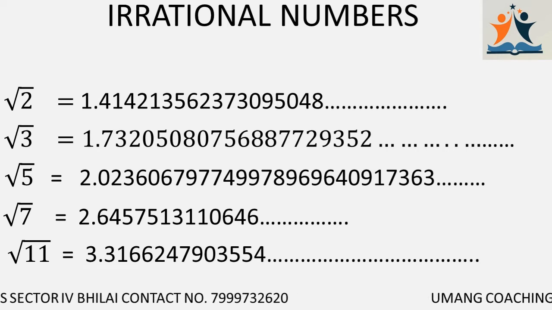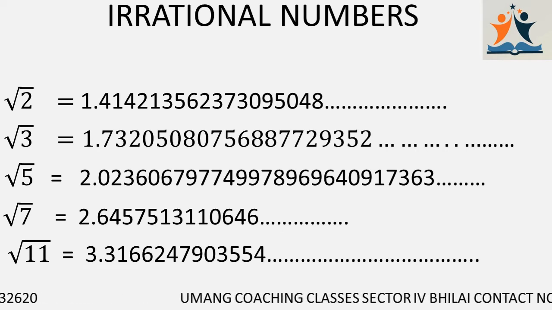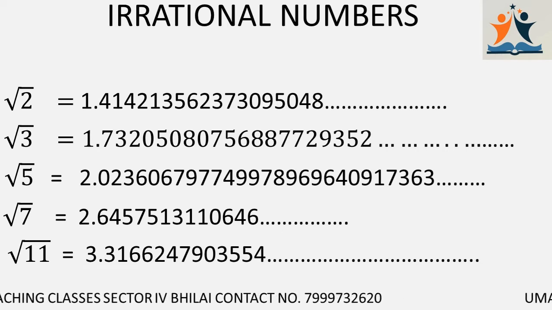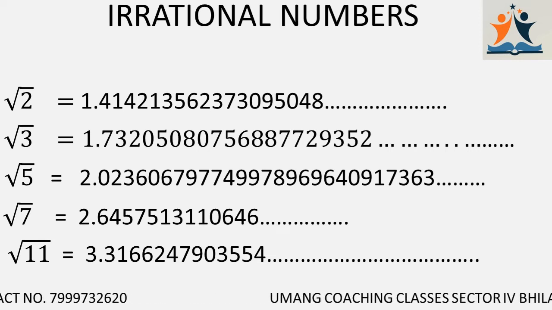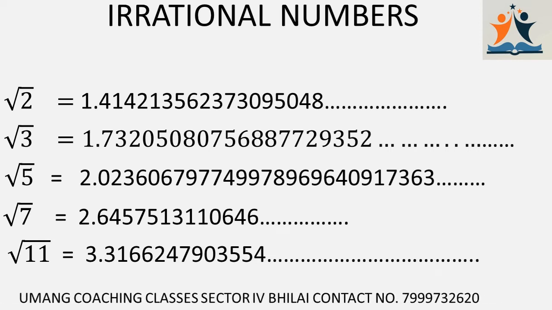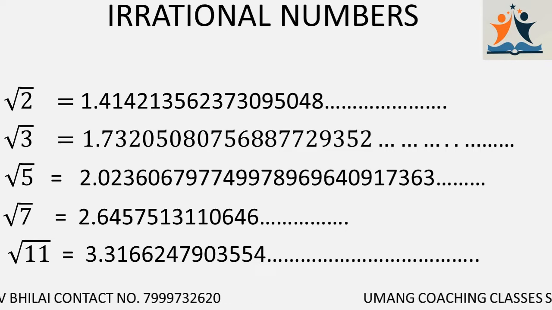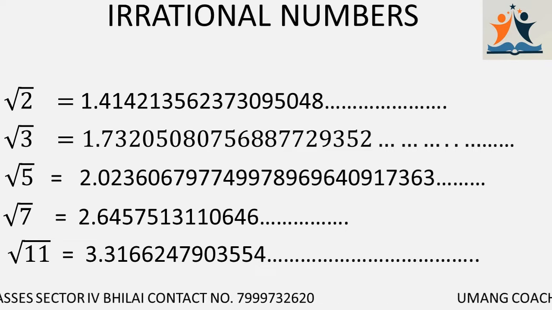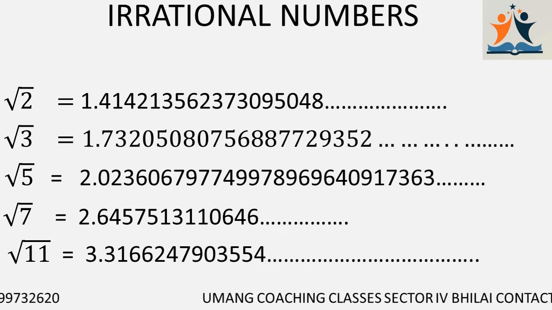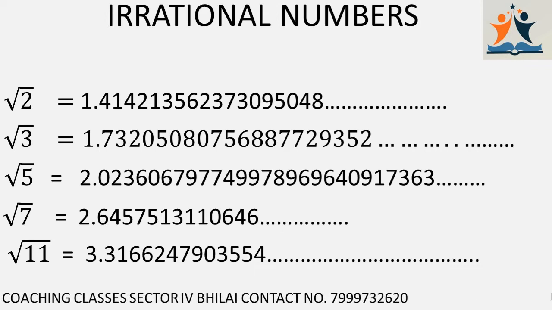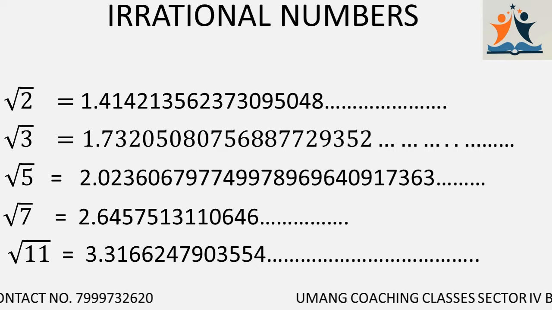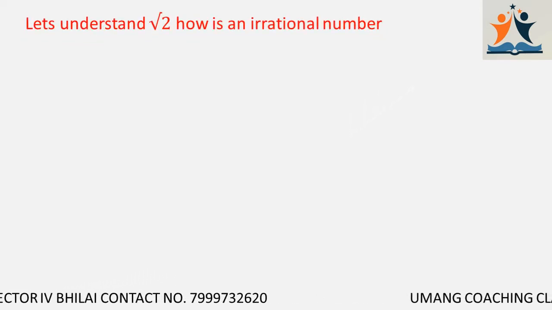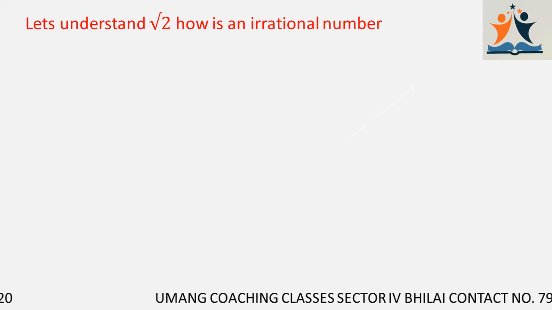Like these, root 2 can be written as root 2 by 1. Yes or no? Root 2 can be written as root 2 by 1. So when we convert this root 2 by 1 into decimal form, we do not get a number with a finite number of digits. Now let's understand how root 2 is an irrational number.